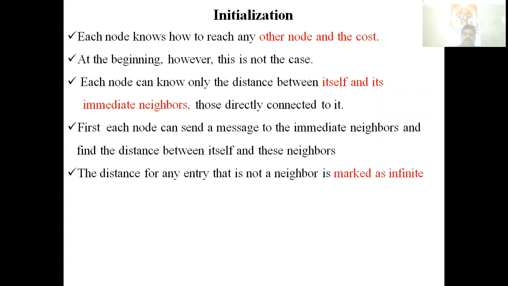The distance for any entry that is not a neighbor is marked as infinite. If there is some station that is not a neighbor of this particular node, it will put an infinity in the table. The meaning of that is that the particular node or station is at an unreachable distance.